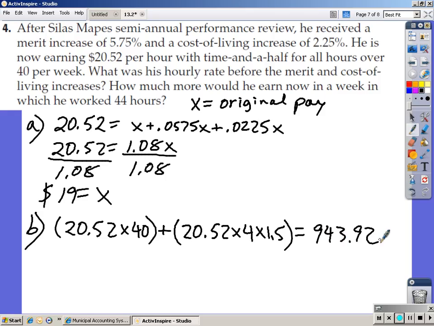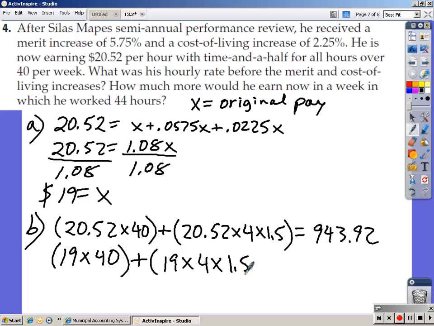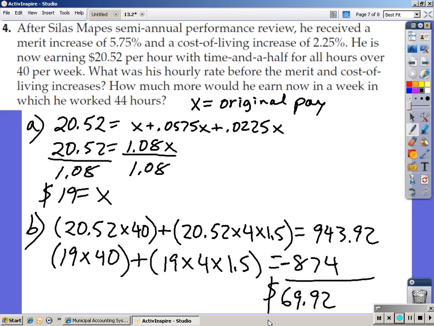Okay, now, for the old pay that you were making, $19 an hour times 40, that's going to give you your original pay, plus your overtime, 19 times the number of hours over 40, times time and a half. That gives you $874. Find the difference between those two numbers, and you find out that you're making $69.92 more with the new pay than you made with the old pay. Okay?